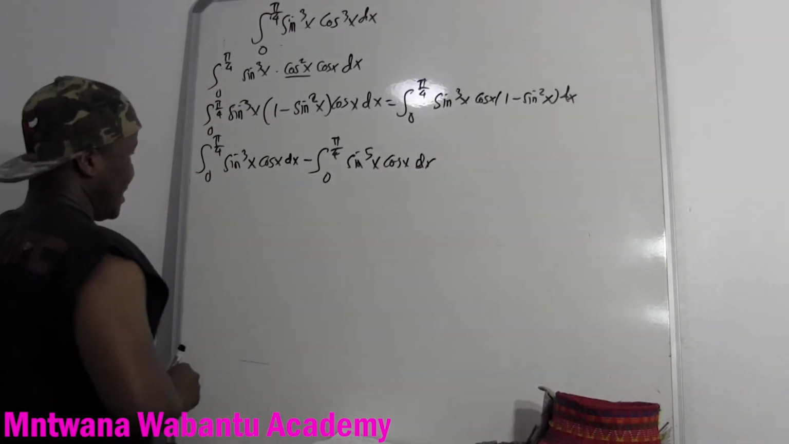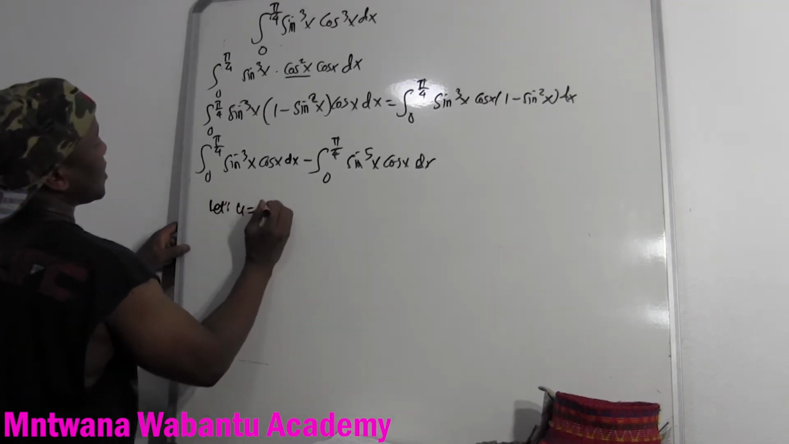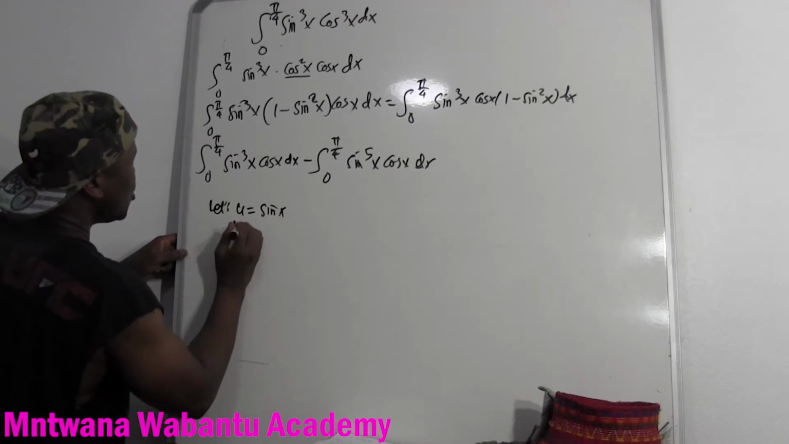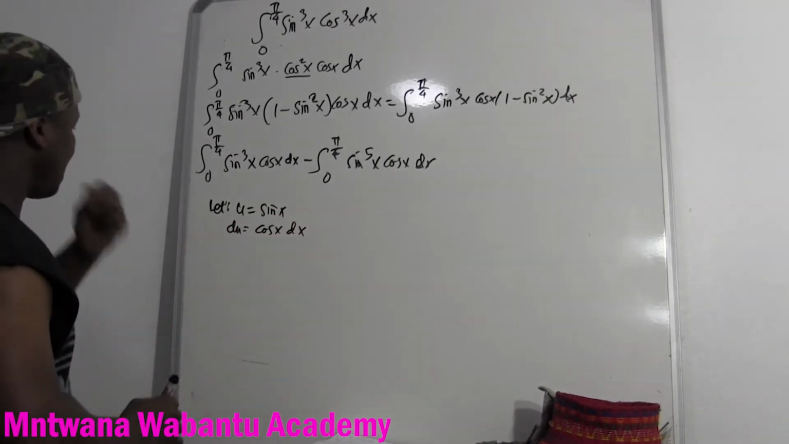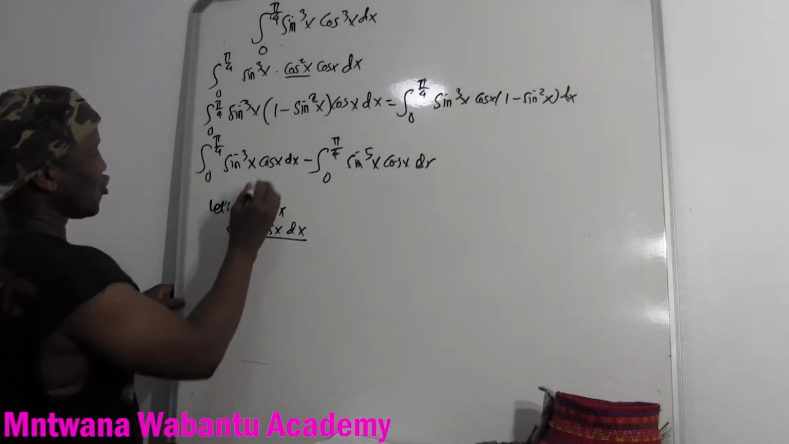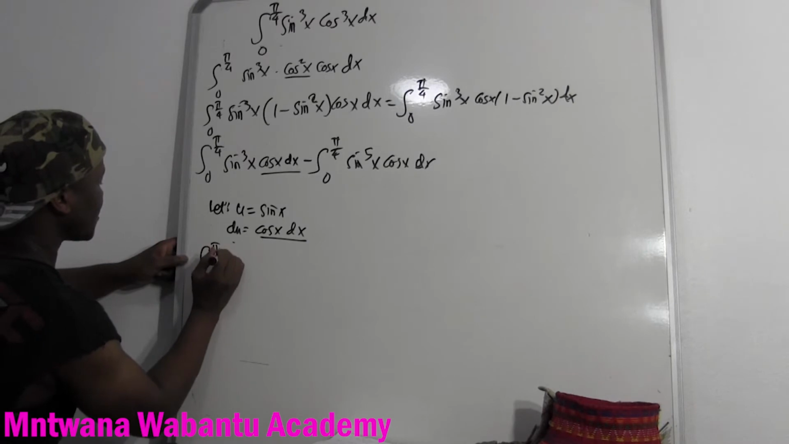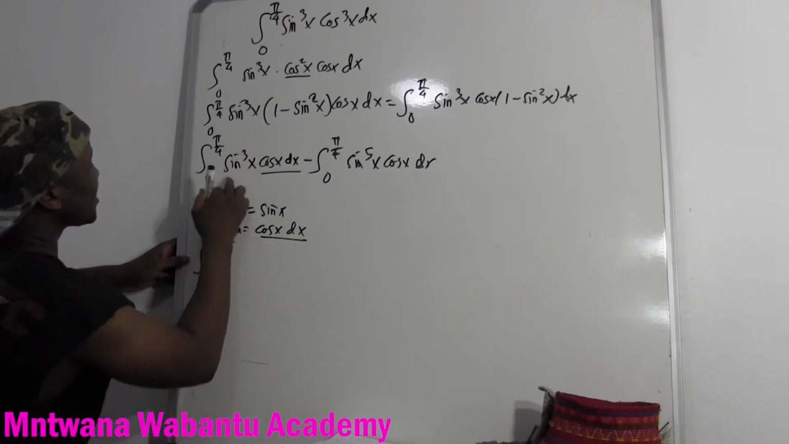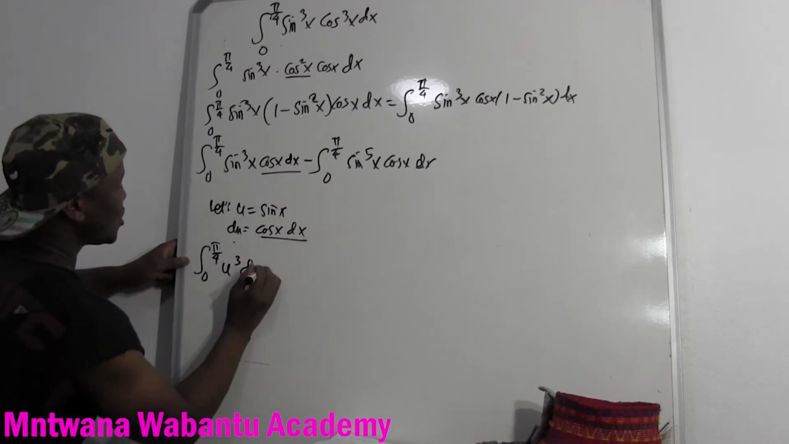I'm going to let u equal sine x. So du, when you differentiate, is cos x dx. So cos x dx equals du. Instead of sine, we have u, so it's u cube, and this cos x dx becomes du. We do the same thing for the second term.